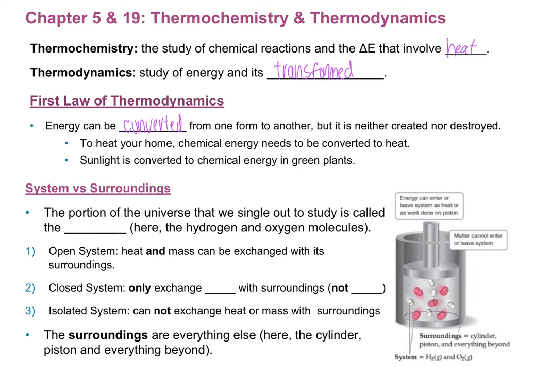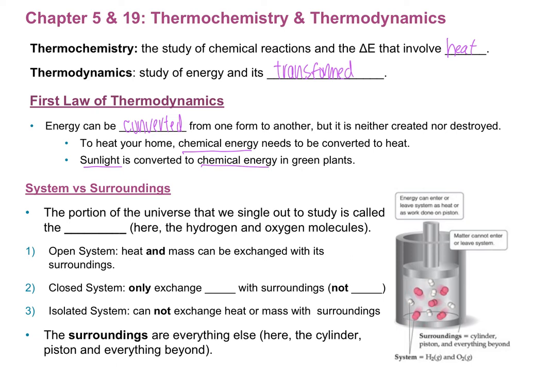So for example, when we heat our home, we take chemical energy stored in natural gas and convert it into heat by burning it. For plants, they take electromagnetic energy and convert it into chemical energy, which then we can consume, digest, and turn into kinetic energy and heat for our bodies.